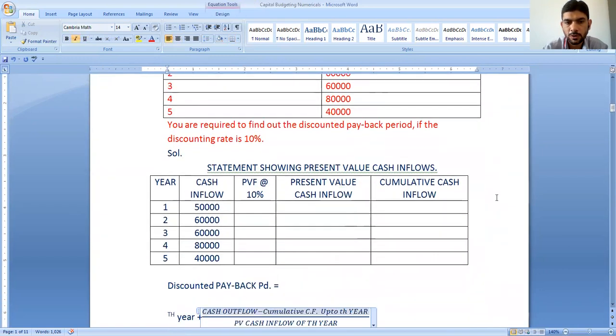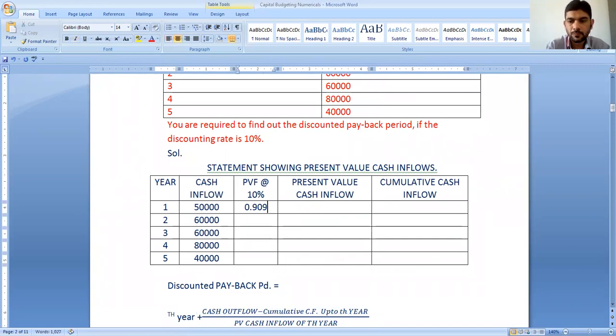So taking the values from the table, we are having 0.909. After that, we are having 0.826. After that, we are having 0.751, then 0.683, then 0.621. Now we have to multiply column number 2 with column number 3, that is cash inflows into present value factor, that is 50,000 into 0.909.